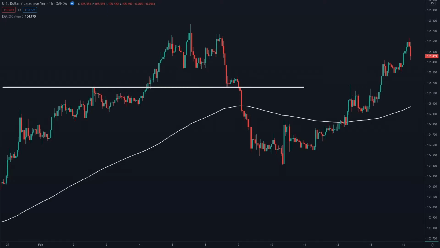If we look at this level here, we can see it fits our criteria to be a good level, as it has the following properties. The level has multiple rejections, there are long wick rejections from the level, and most importantly, it's been tested as both support and resistance, making it an inverse level.